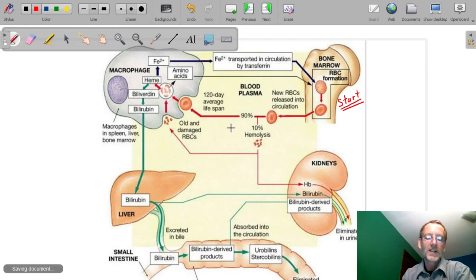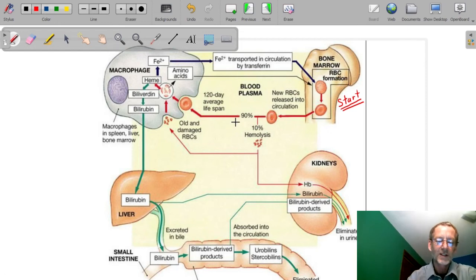Remember, they can't make protein, they have no nucleus, but they will eventually wear out, and then they have to be recycled, which is what this slide is looking at. So the red blood cells are then endocytosed in a macrophage, and these macrophages are in the spleen, in the liver, and in the bone marrow. So those are a white blood cell, and they gobble up the worn out red blood cells, and then they break them down.